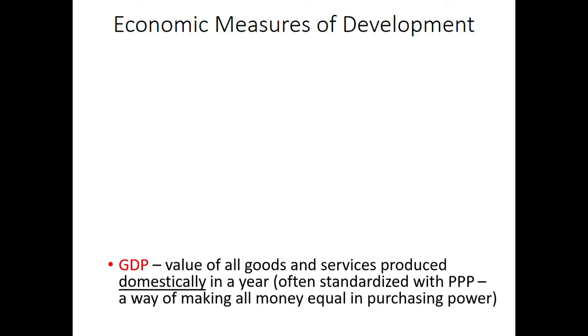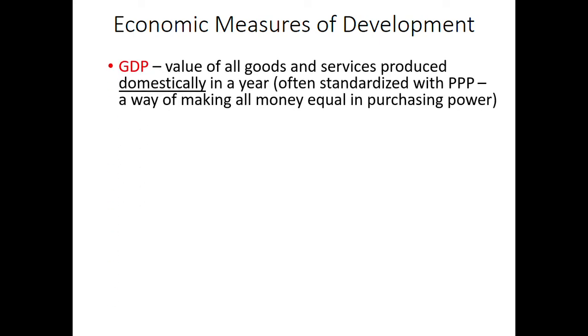For one, you've got a very well-known measure of economic development that is called the GDP. That stands for Gross Domestic Product. The domestic part stands for stuff made at home. The GDP, as you can see, is the value of all the goods and services produced within a country, domestically, in a year. This is sometimes standardized with what's called PPP.